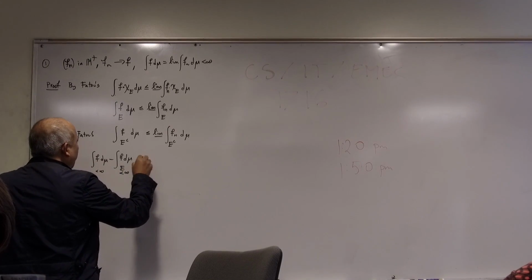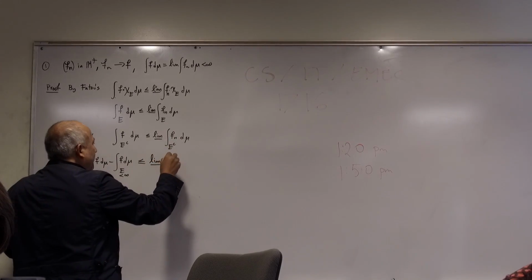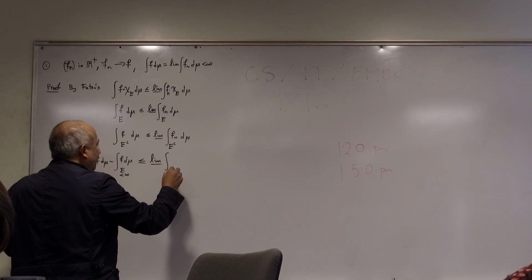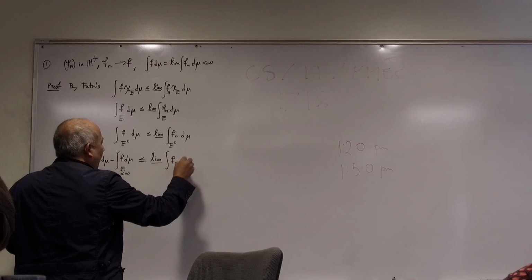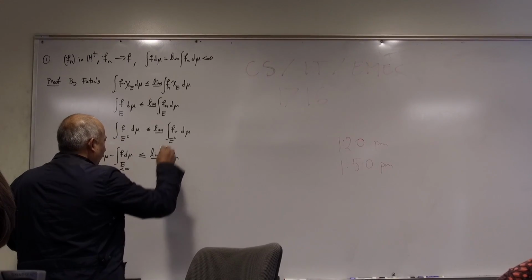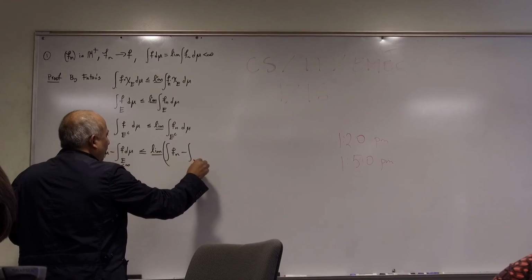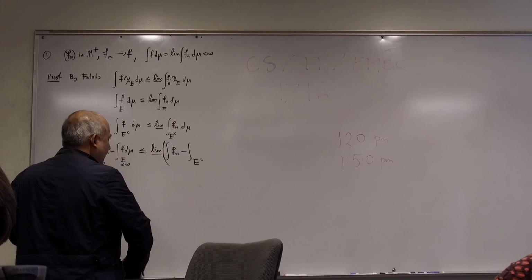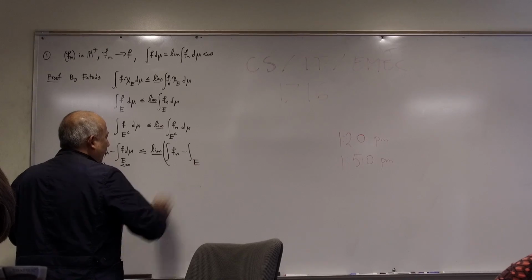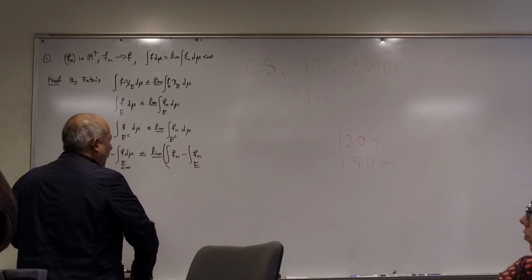That's less than or equal than the lim inf. You split this as the integral on the universe minus the integral on E. Do you remember that we did this in class, guys? I was explaining this. Maybe it was at the end.